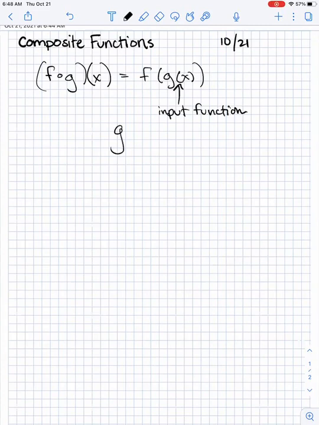So think of it like you've got your g of x, stuff goes in, stuff comes out. This stuff that comes out then serves as the input into your f of x function.